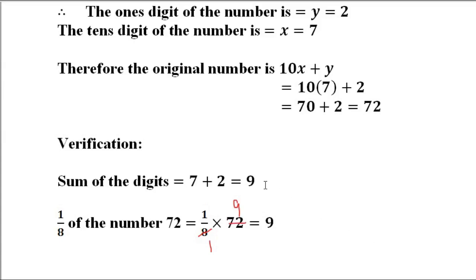I'll just verify the first condition for your clarification. As we know, the sum of the digits of the number 72 is 7 plus 2 equals 9. Also, if you find 1/8 of the number 72, it's also 9. So the statement is true that the sum of the digits 7 and 2 is equal to the 1/8 of the number 72, that is 9. You can also verify the second condition of the question.